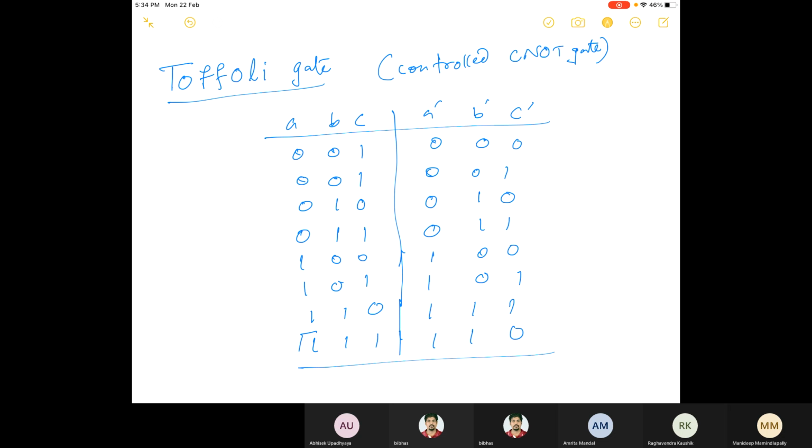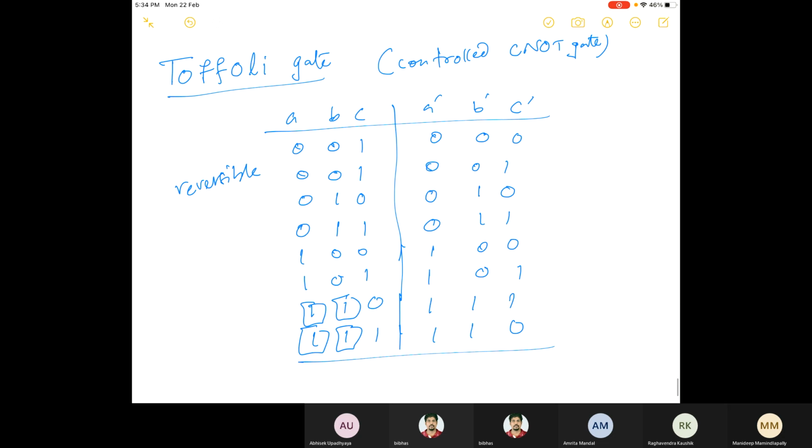Okay, so if there are two ones here, then only the third bit is getting flipped. Otherwise everything is the same, the output is the same. So it's a Toffoli gate, and you can see here again that this is also a reversible gate.